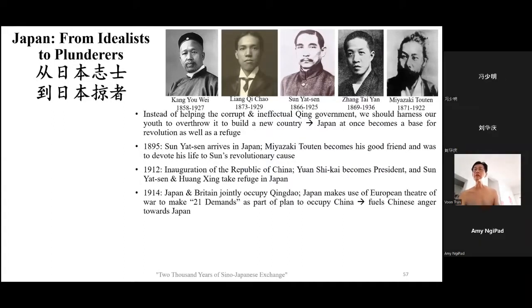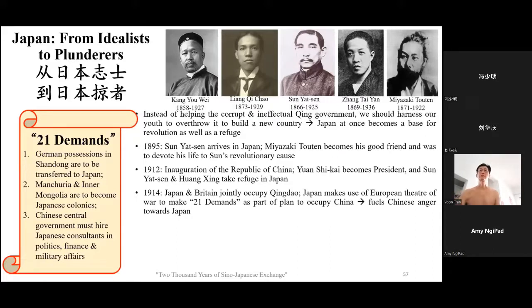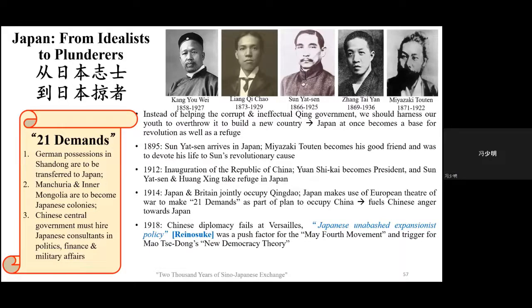But it didn't stop the Japanese ambitions in China, now leading to the 21 Demands, whereby the possessions in Shandong are to be transferred to Japan. Of course, when the Japanese tried to take over, and the Chinese government was split into two, the northern and the southern, the diplomatic efforts failed. And now Mr. Reinosuke writes, the Japanese unabashed expansionist policy towards China was a push factor for the May 4th movement.